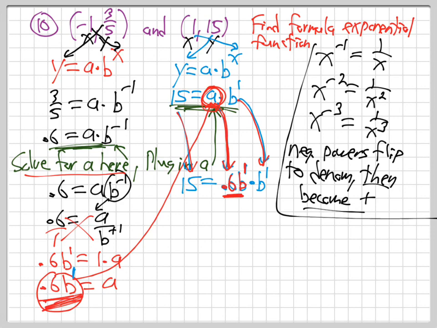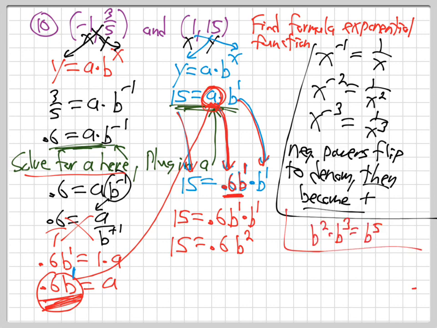We solved for it in the other equation. So now we have 15 equals 0.6b to the 1 times b to the 1. Now what's b to the 1 times b to the 1? It's just b times b. It's b squared. Remember powers add? Like if you have b squared times b to the 3rd, that'd be b to the 5th. Remember those rules from powers? When you multiply letters, the powers add. Okay, so now what am I trying to do here? I'm trying to solve for b.